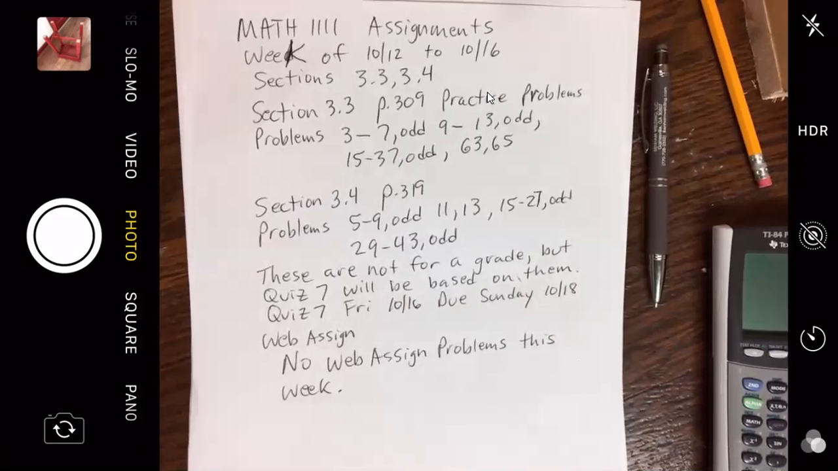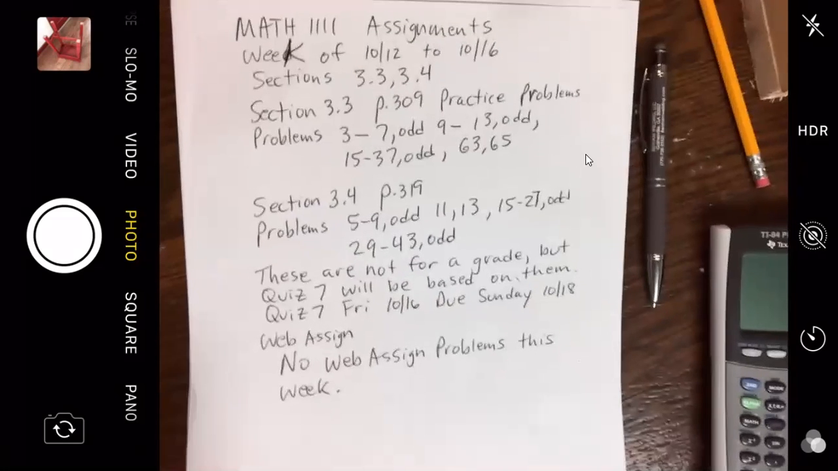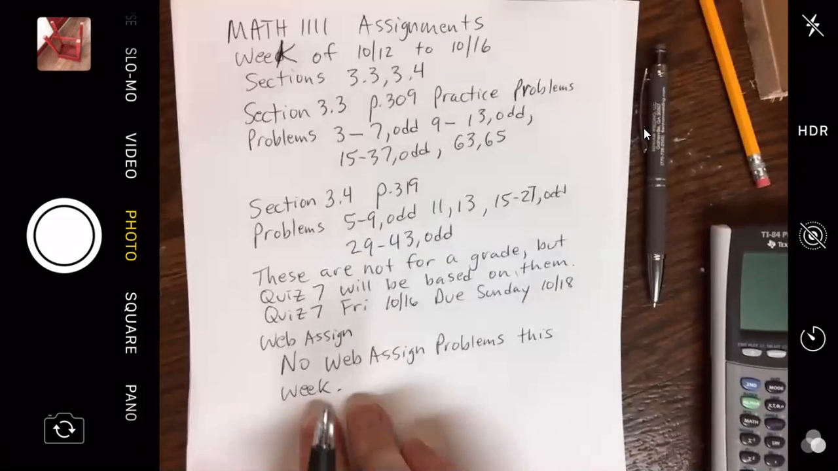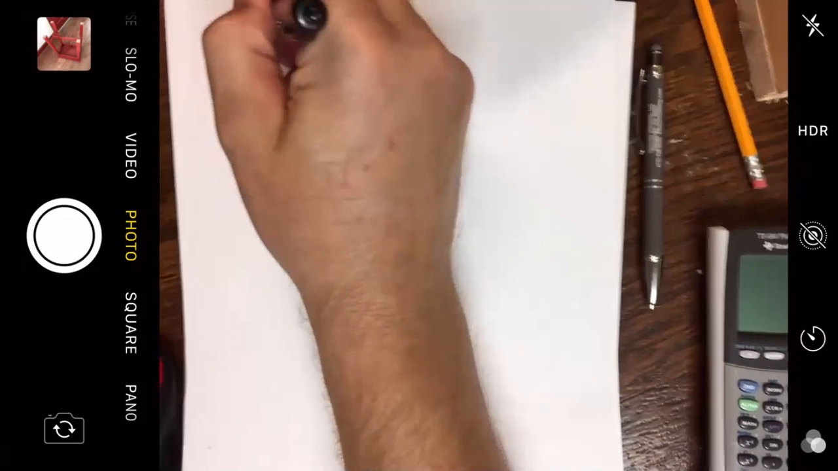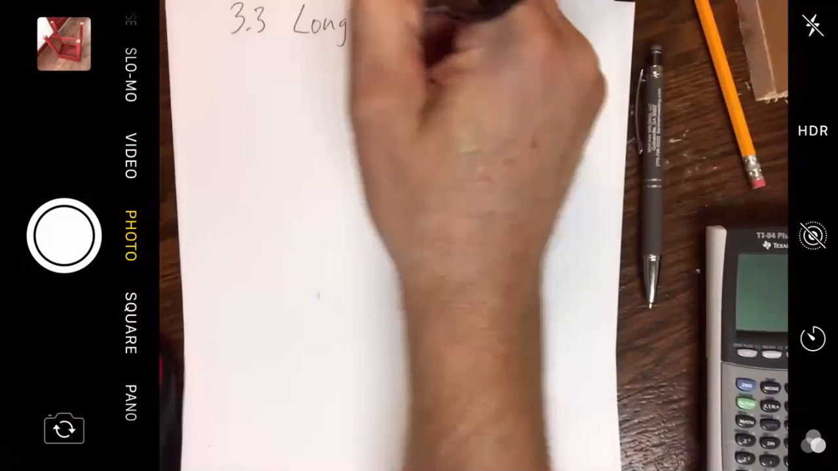but the reason for that is that we are probably on the peak of difficulty of the class, 3.3 and 3.4. So we're going to show you a few example problems here. 3.3. Long division.